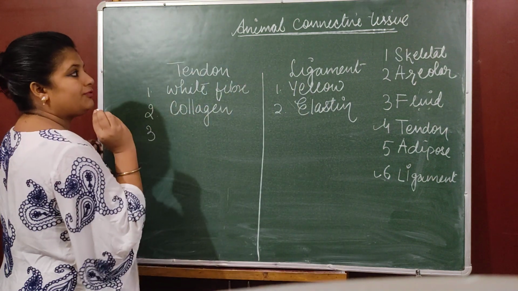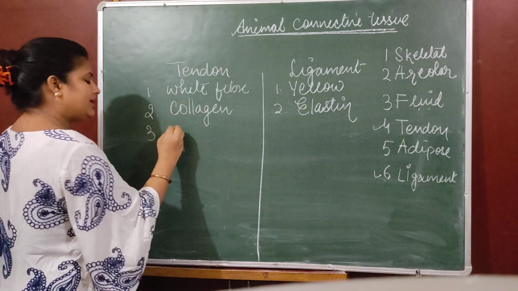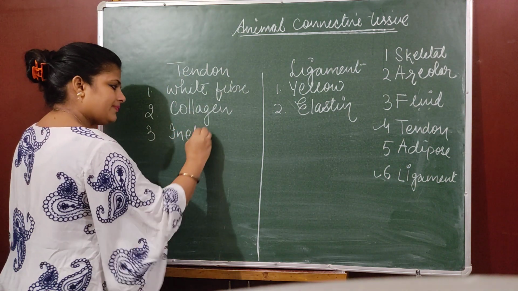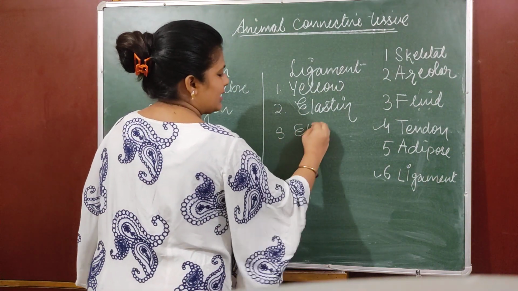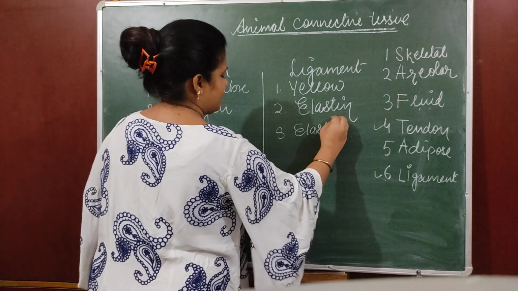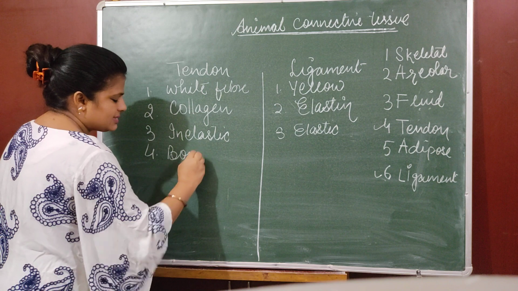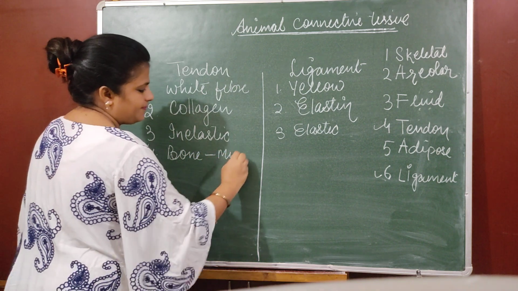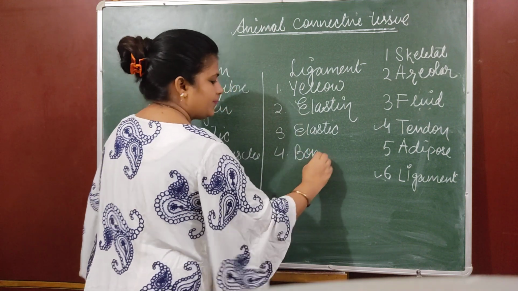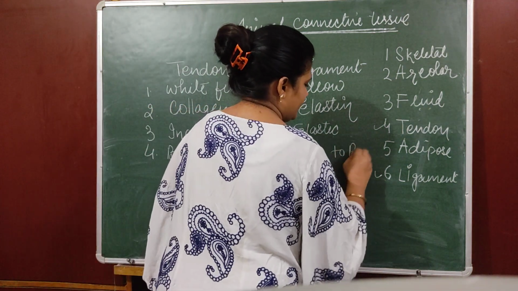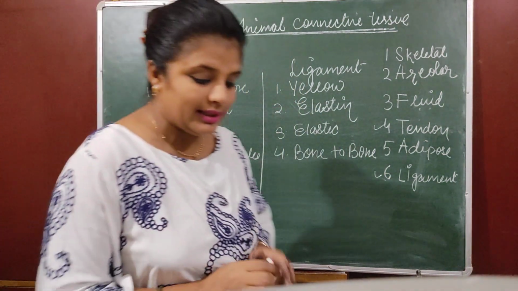Tendon is made up of white fiber, collagen, we have done. Tendon is inelastic tissue. Ligament is elastic tissue. Tendon connects bone to muscles, and ligament connects bone to bone. Okay, this is the basic difference between tendon and ligament.